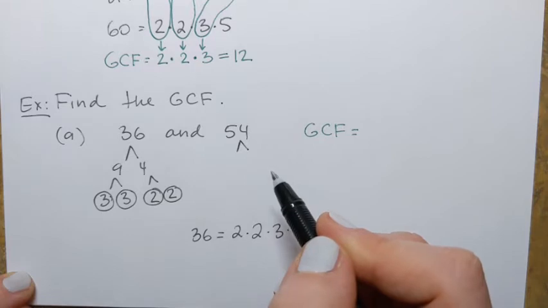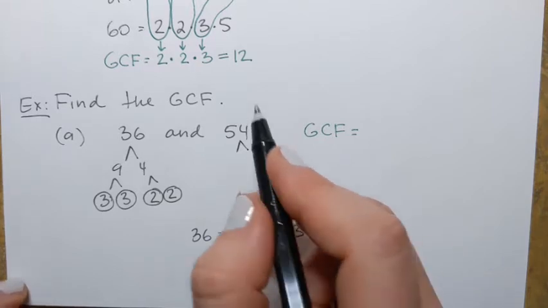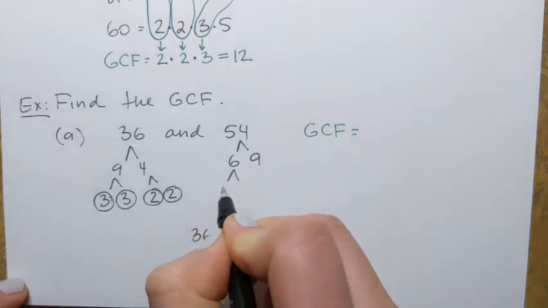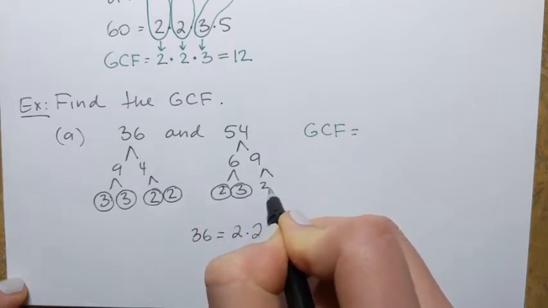Okay, how about 54? 54 is, what is this? 6 and 9, right? Now 6 I can split as 2 and 3. And 9 I can split as 3 and 3.